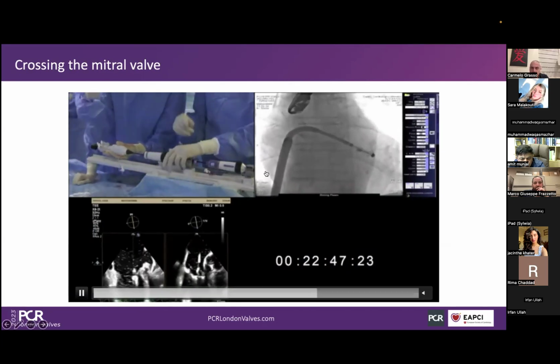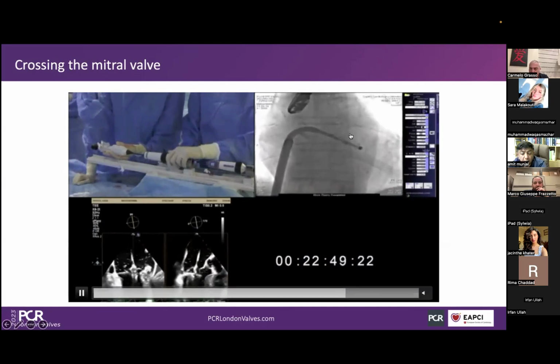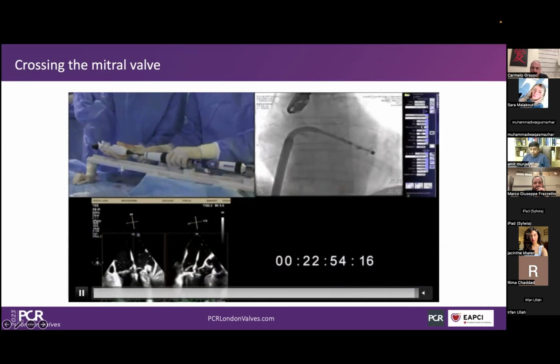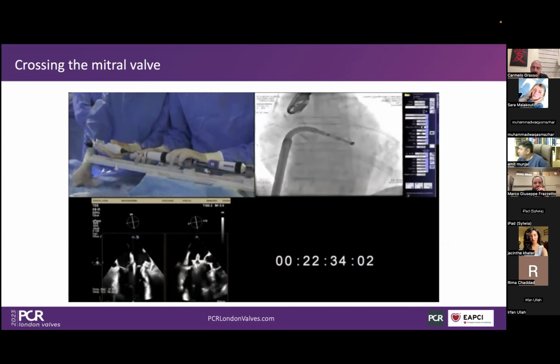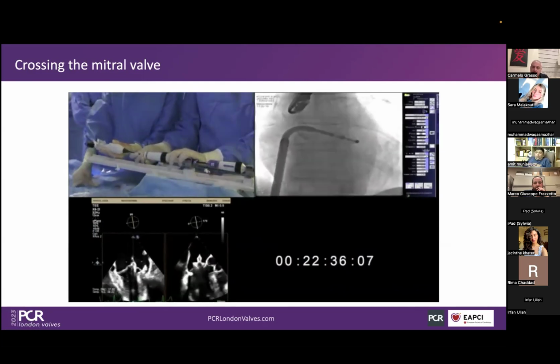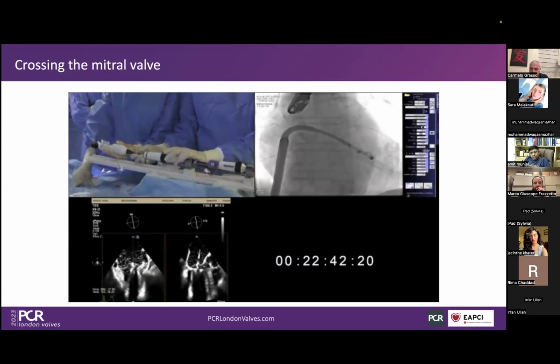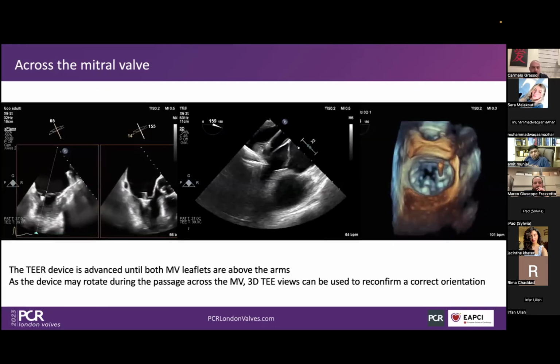The important thing is to check both at the echo and with the angio the orientation of the device, because sometimes when you go inside the ventricle, this releases the tension of the system, and you may have some rotation of the device. So you have to check it to control this rotation.